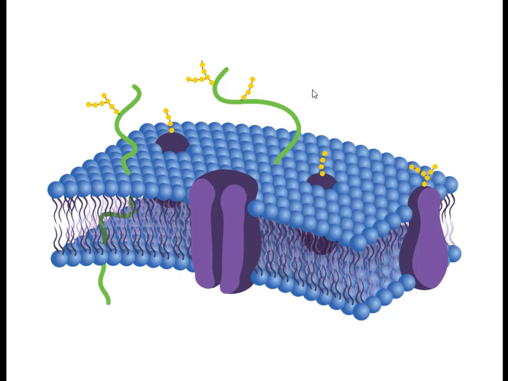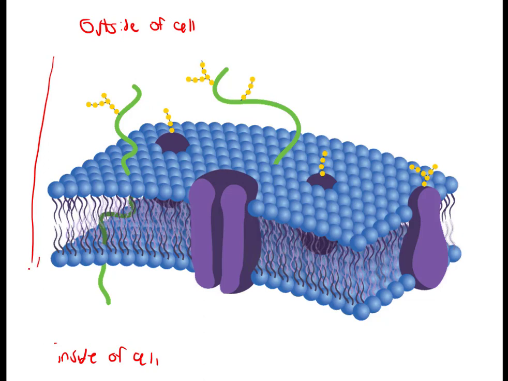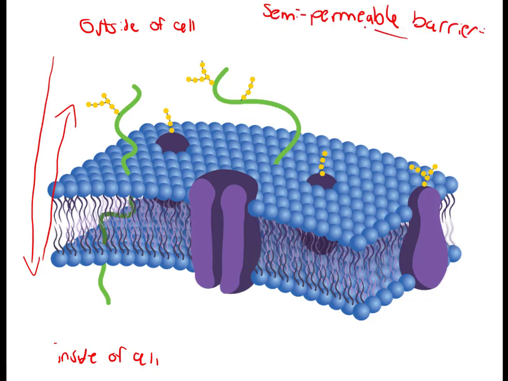So let's say this is our membrane, and here's the outside of the cell, and here is the inside of the cell. Now there are some things that need to be able to get either from the outside to the inside, or from the inside to the outside. But this big membrane is acting like a semi-permeable barrier, which is a big fancy word meaning it's only allowing certain things in and out. It's very selective.